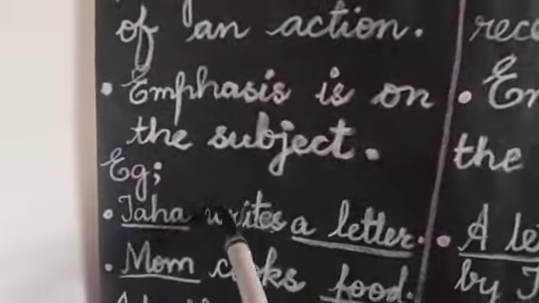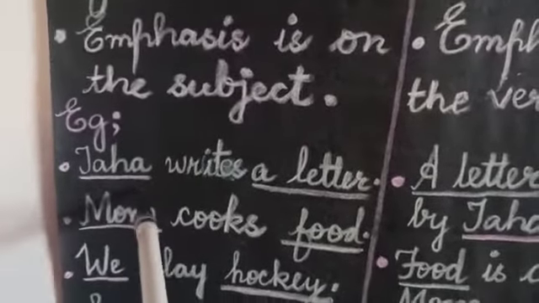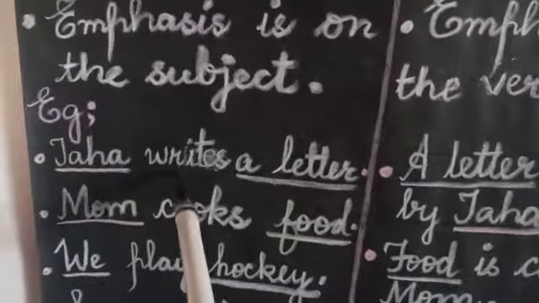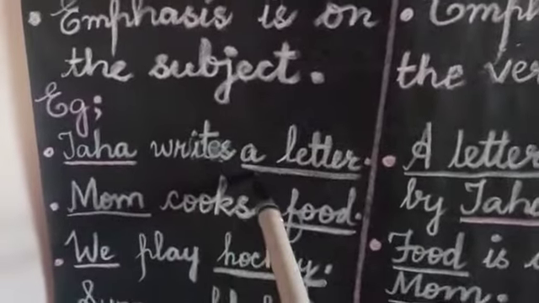Now you see, my dear students, Toha writes a letter. Toha is the doer, so she is the subject. And here the subject is the doer, so we can say Toha writes a letter. This sentence is in active voice.